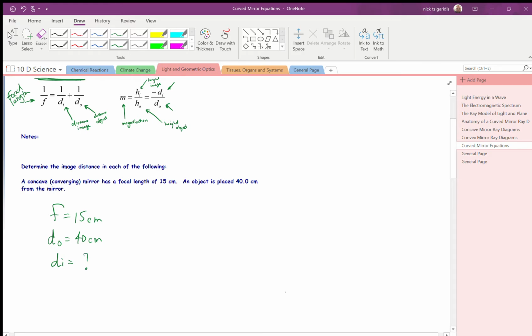So here we go. Here's the solution for it. So I know that 1 over f is equal to 1 over di plus 1 over do. Now I know a lot of people hate fractions, but we're going to have to deal with some fractions, but I got an easy way on how to deal with it. So 1 over my f value, which is 15, and by the way, I should mention that in the question here, everything is given in centimeters.